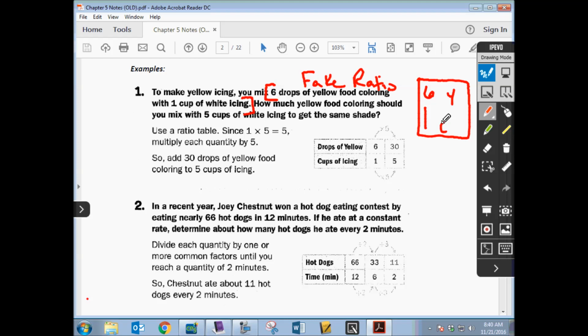If you got 2 cups of white icing, then you would need to use 12 drops of yellow. See how I did that? I multiplied both by 2. So it's all equivalent ratios. It says how much food coloring.